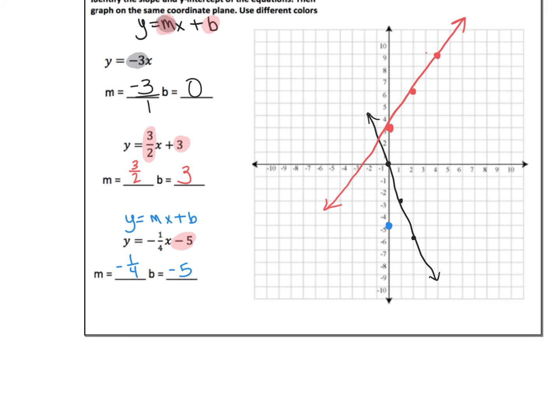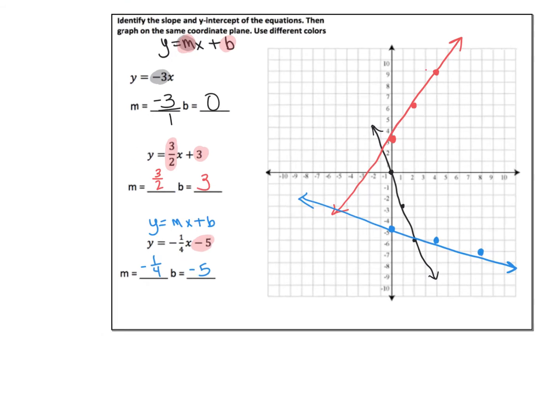1, 2, 3, 4. And then I'm going to do it again. I'm going to go down 1, right 4. 1, 2, 3, 4. All right, and there is my third line. My lines are not great, but my points are where they're supposed to be.